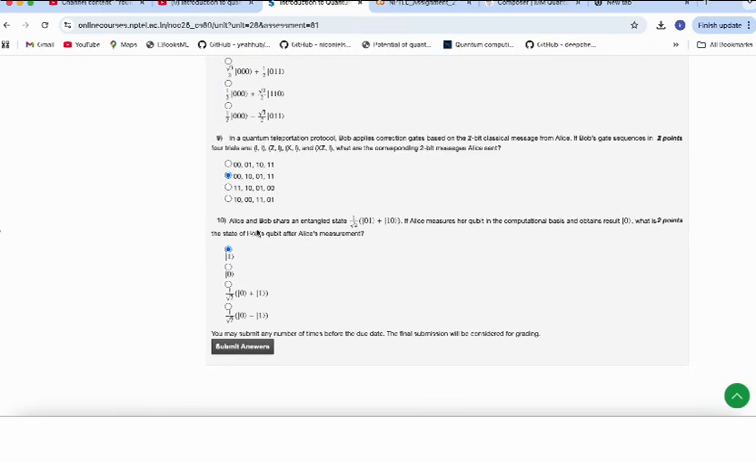And finally we are going to see the last question. Alice and Bob share an entangled state, 1 by root 2 of 01 plus 10. So here the bases are now 01 and 10. So if Alice measured her qubit in the computational basis and obtained the result 0, what is the state of Bob's qubit? The answer is ket 1.